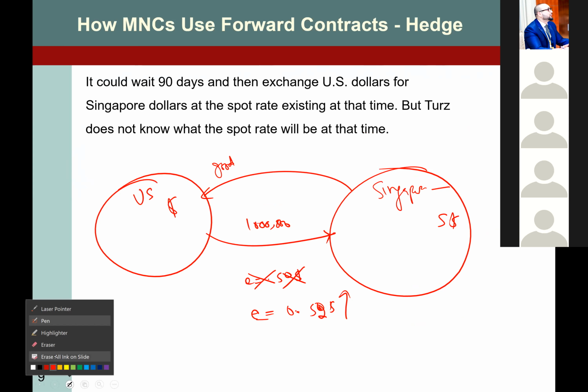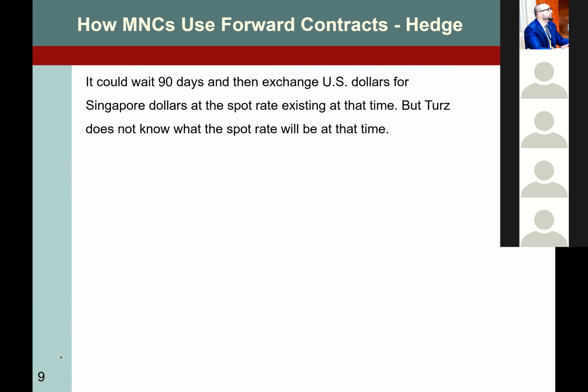I'm going to be erasing all this ink here. So they don't have the money right now. So they could wait 90 days and then exchange US dollars for Singapore dollars at the spot rate existing at that time. Which means after 90 days, what will be the spot rate? They will be buying Singaporean dollars from the open market and paying Singaporean dollars to a Singaporean firm. But TERS does not know what the spot rate will be at that time.